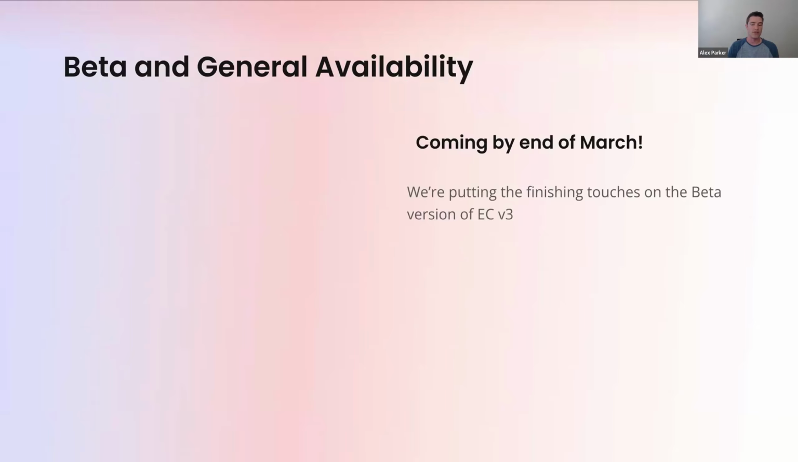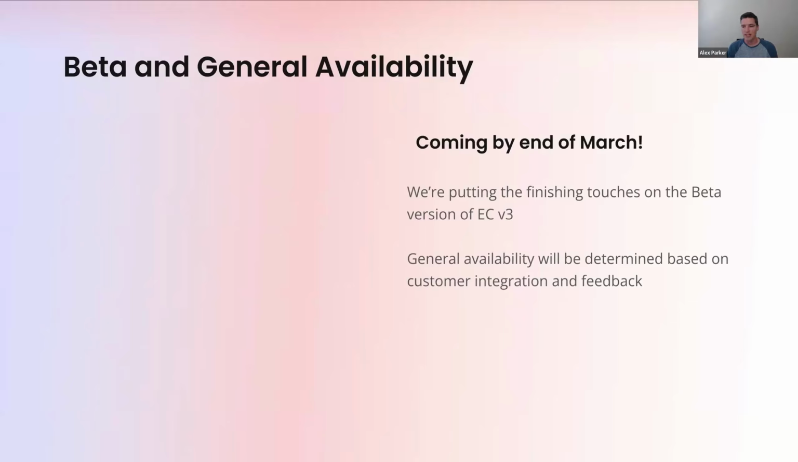So beta and general availability are obviously two of the biggest milestones that we have upcoming here. This is coming by the end of March. So we're on a path right now to have the first release of Embedded Cluster v3 really ready for people to be using. We're putting those finishing touches on now, and then general availability is going to be determined based on customer integration and feedback. Probably a beta by the end of the month, and that will really allow a lot of customers to start trying this out, giving us feedback and finding any rough spots there so that we can get it ready for general availability.